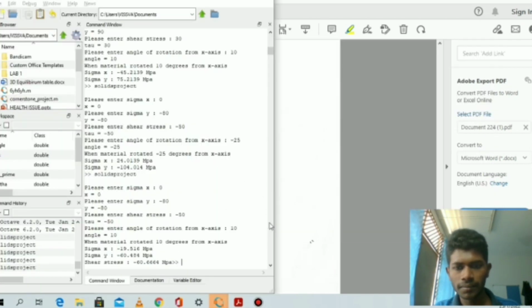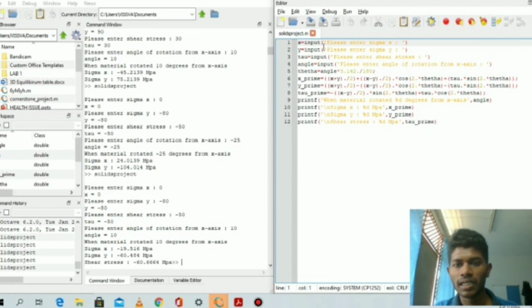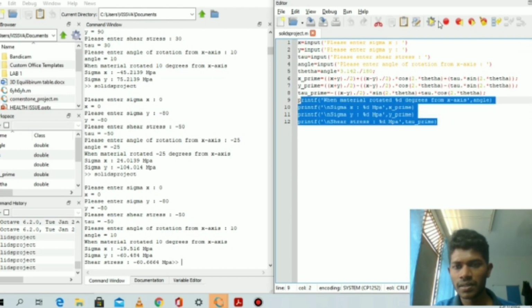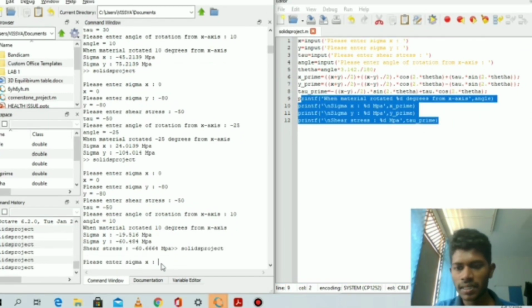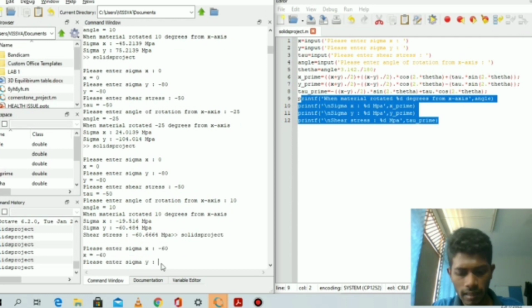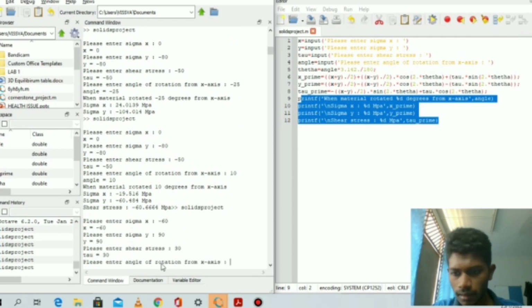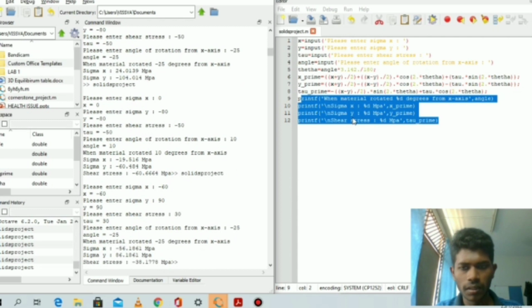Moving on to coding. First, I prompt the user to enter the values of sigma x, sigma y, and shear stress, and then I convert the angle to radians. I use the general equation here again to calculate sigma x prime, sigma y prime, and tau prime, and print the values. So let me run the program. Figure 1c: negative 60, 90, 30, and negative 25. That is my sigma x prime, sigma y prime and shear stress prime.